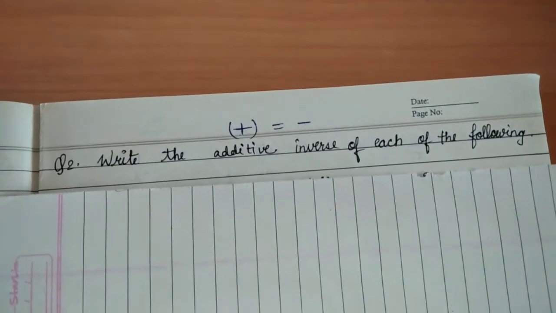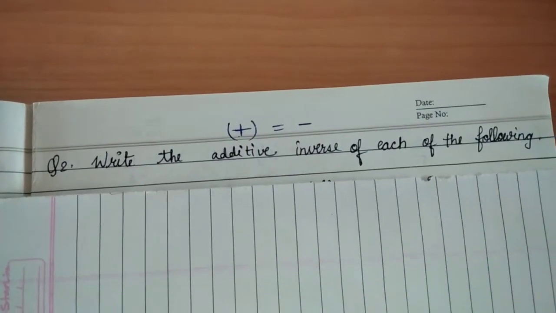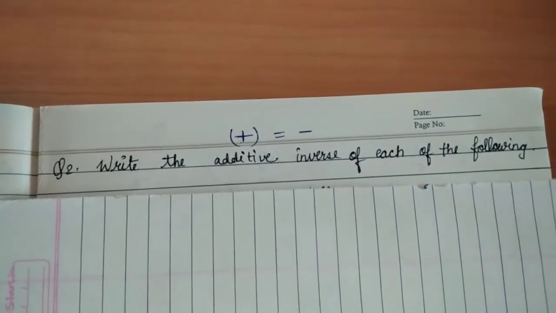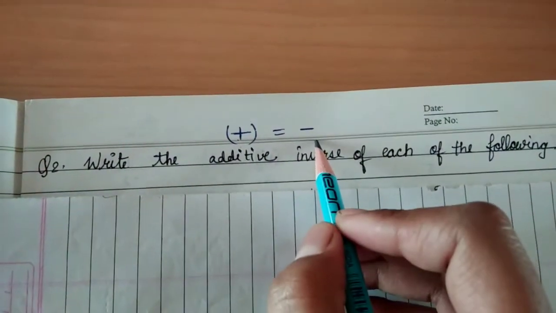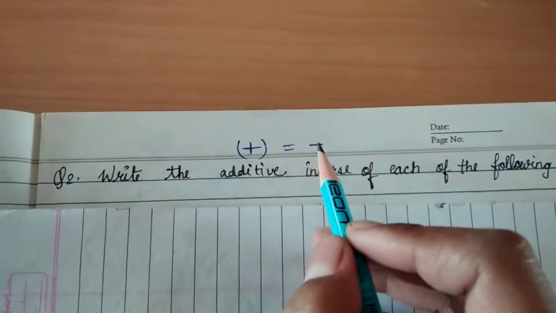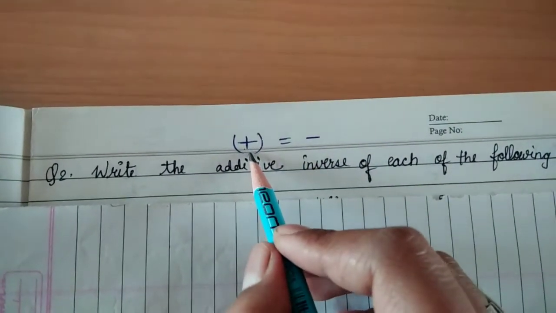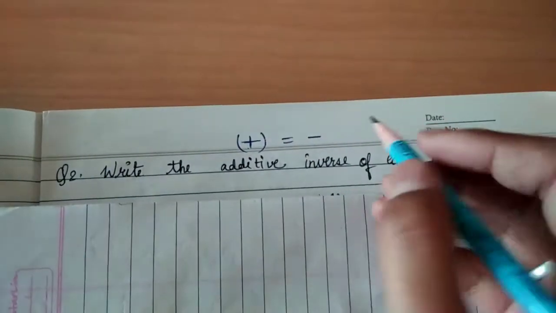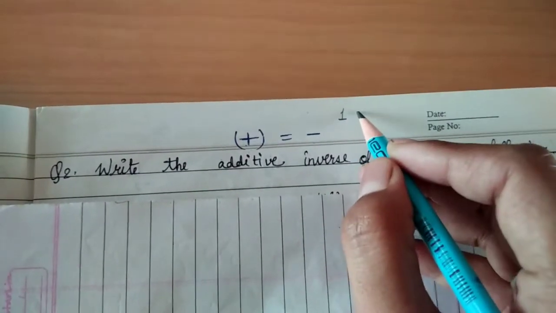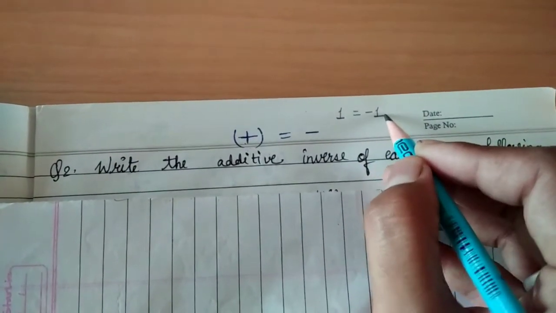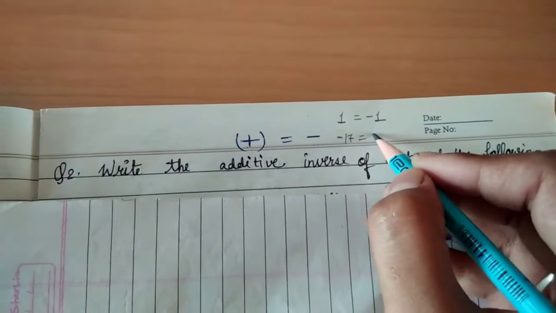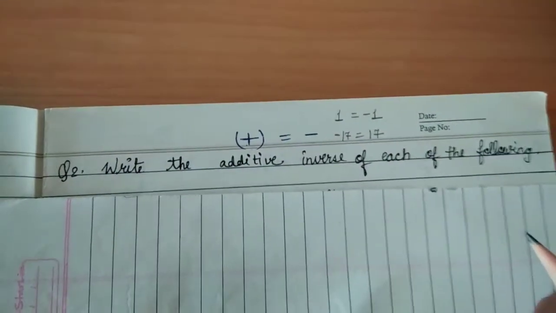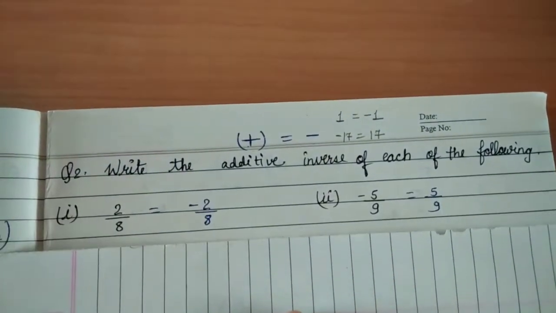Question number 2. Write the additive inverse of each of the following. Additive inverse means if the number is positive, we will write its negative. If the number is negative, we will write its positive. For example, 1, its additive inverse is minus 1. Minus 17, its additive inverse is 17. So simply we can solve.